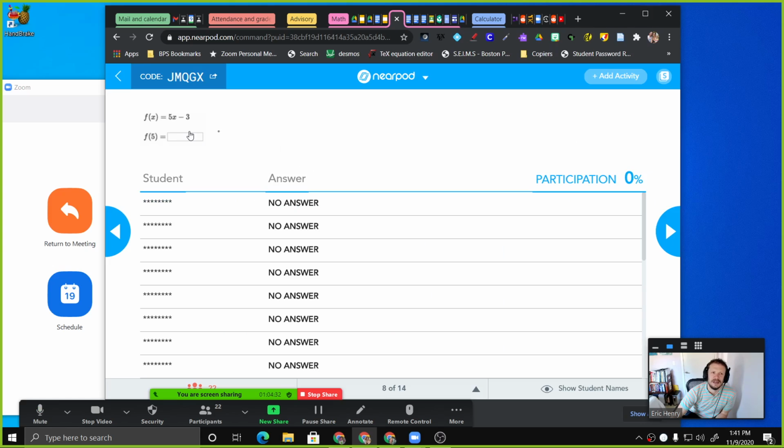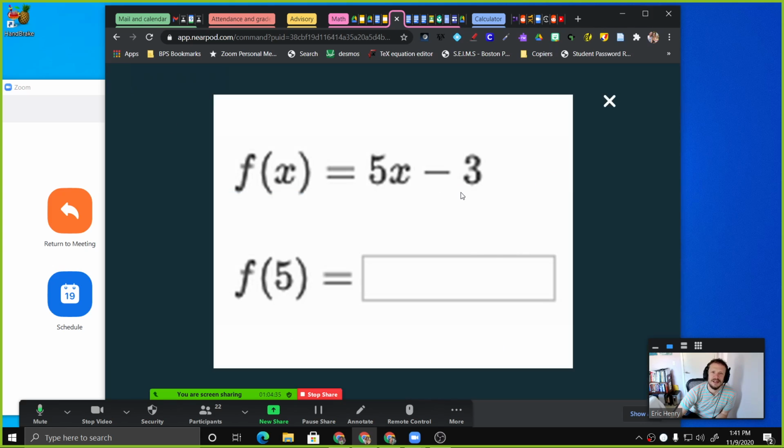And here we go. If you click this, it makes it bigger. f of x equals 5x minus 3. What's f of 5?